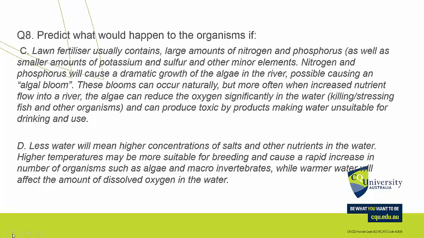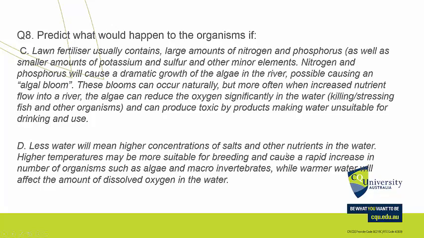Nitrogen and phosphorus cause dramatic growth, and often spur, for instance, blue-green algae, possibly causing an algal bloom. They can occur naturally, but when nutrients flow into a river, or, as we're finding, flow out to the Barrier Reef, the algae can reduce the oxygen significantly in the water, killing or stressing fish and other organisms like coral. And of course, these toxic products can result in processes like bleaching. And of course, for man-made processes, drinking and use. Also, if other animals are sharing that water source too, less water will mean high concentrations of salts and other nutrients in the water.